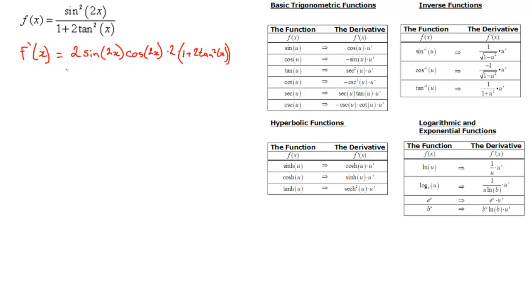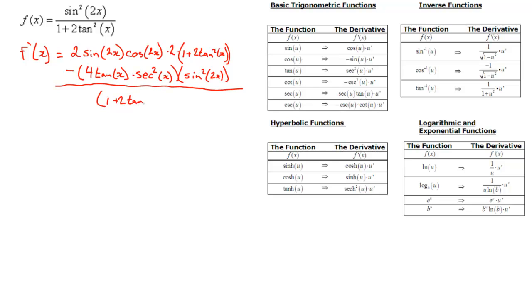minus, and we're out of space, so I'm going to have to put it below, minus the derivative of the bottom. So the derivative of the bottom, derivative of 1 is 0, derivative of 2 tan squared is going to be 4 tan of x, times the derivative of tan, which is secant squared x. Multiply all that by the numerator, which is sine squared of 2x. And that whole thing has to be divided by the denominator squared.